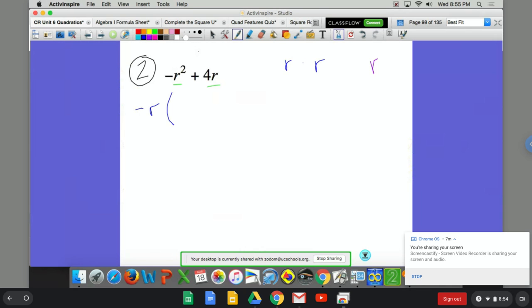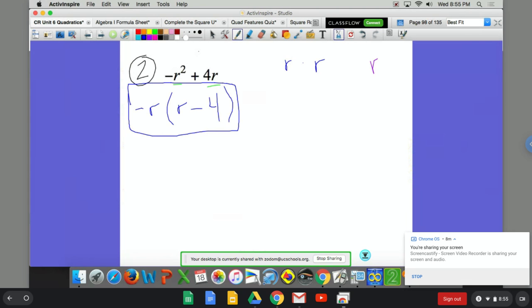So negative r times what will give me r squared, and that is simply just r. And then negative r times what is going to give me 4r. Well, it already has an r, so we need the 4. And we also have to remember that we're trying to get a positive 4r. So we're trying to get our parentheses to keep the same sign as up top. So therefore, we're going to have to multiply by a negative, because negative r times negative 4 is going to give us that positive 4r that we're looking for.